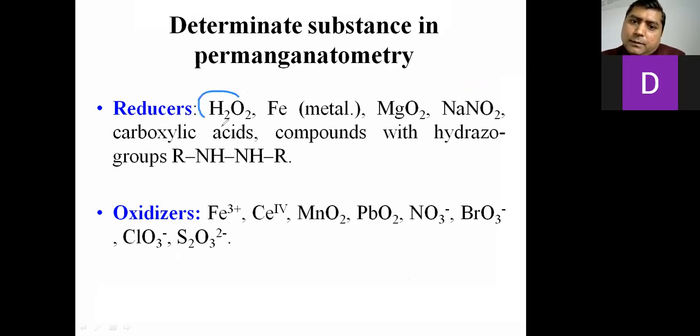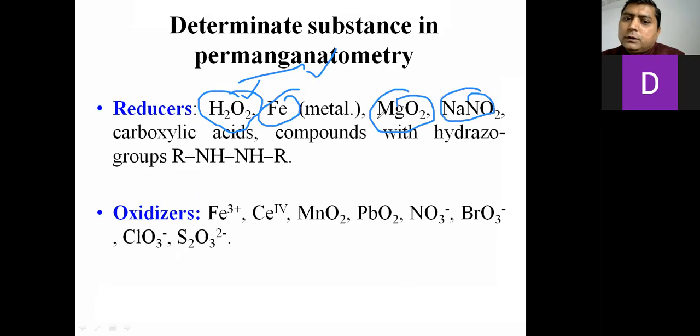As for the substances determined in potassium permanganate titrations, we can determine, for example, the concentration of hydrogen peroxide. We can also determine iron metal, MnO2, and NaNO2 using permanganometry titrations. As oxidizers we can use Fe+3 and MnO2, and sodium thiocyanate, but the reducer is here.